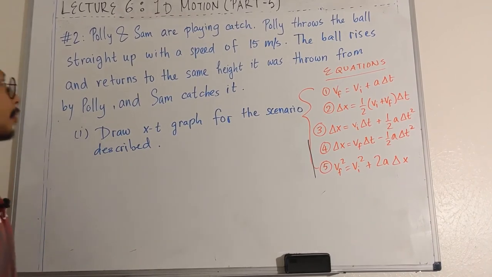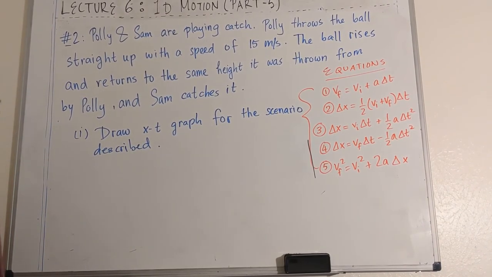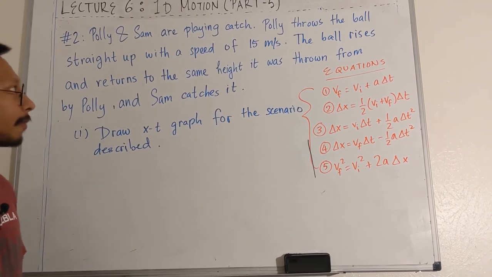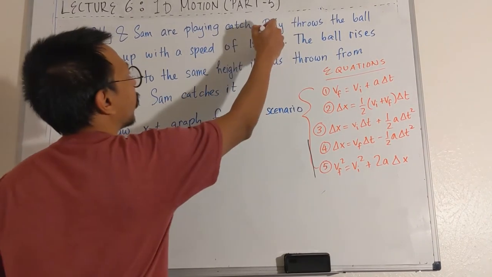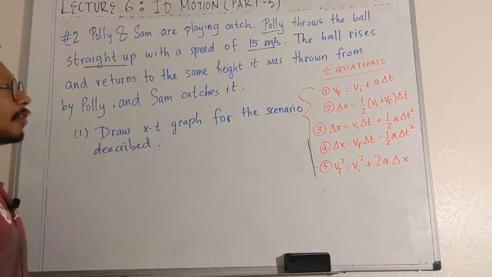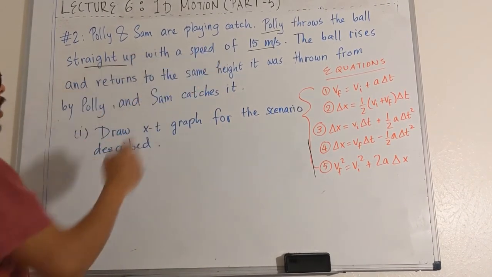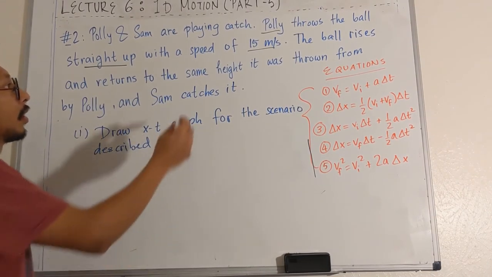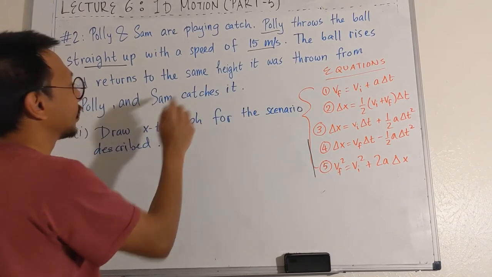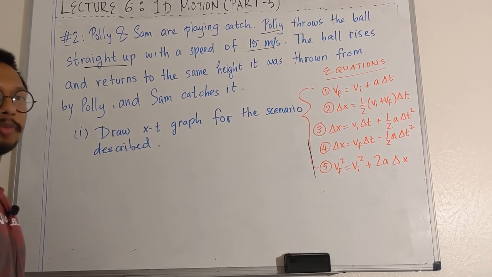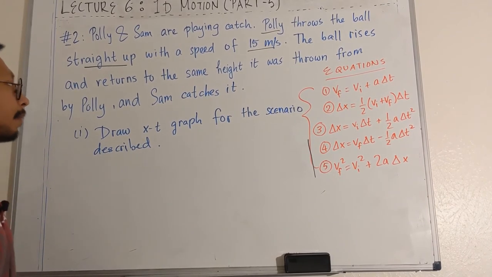Let's look at another example. Here the question reads, Polly and Sam are playing catch. Polly throws the ball straight up with a speed of 15 meters per second. The ball rises and returns to the same height as it was thrown by Polly, and Sam catches it. Okay, so we are actually assuming that Polly and Sam are of the same height.